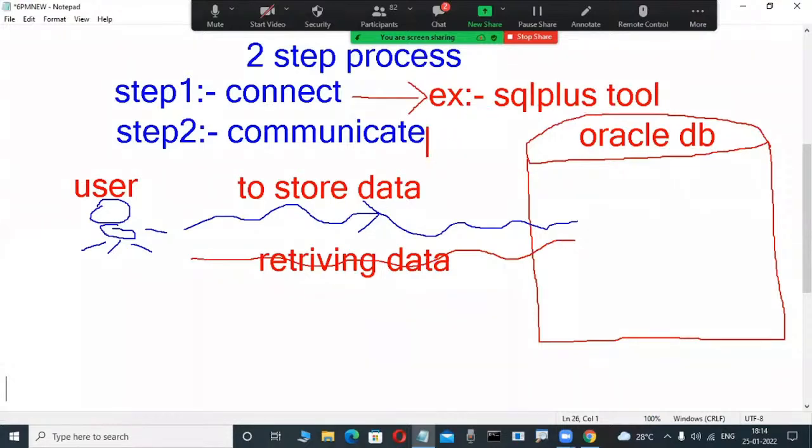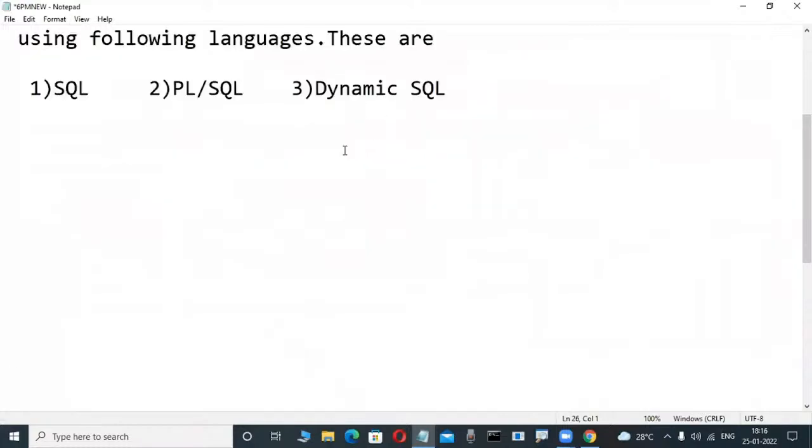Now, once they connect to the database, they communicate through languages, for example SQL and PL/SQL. How, and what is that? One by one, we are learning. Now first, write some theory. Next paragraph, write it.